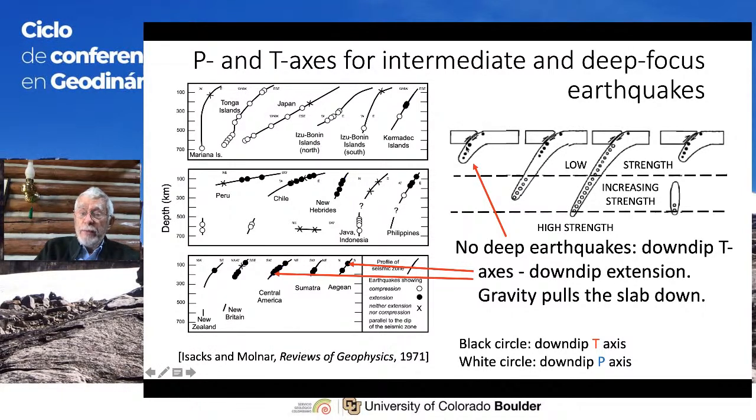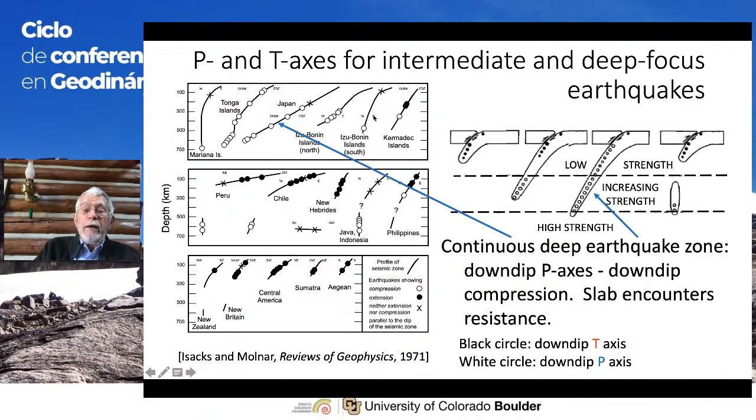Where there are no deep focus earthquakes, such as under Central America or under Mexico or Sumatra or the Aegean, the T-axis is generally down dip, or nearly always down dip extension, as if the weight of the plate is pulling this down. Imagine a spring that you hang from the ceiling and you just let it hang. Well, it will stretch and it will extend parallel to the spring. T-axes are down dip. That's the pattern for them.